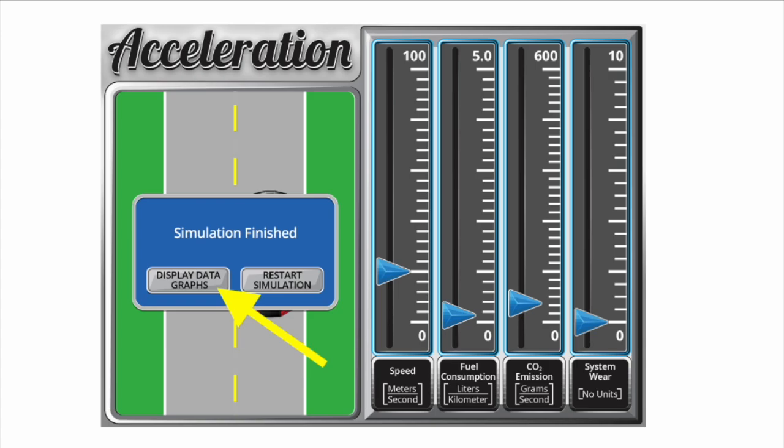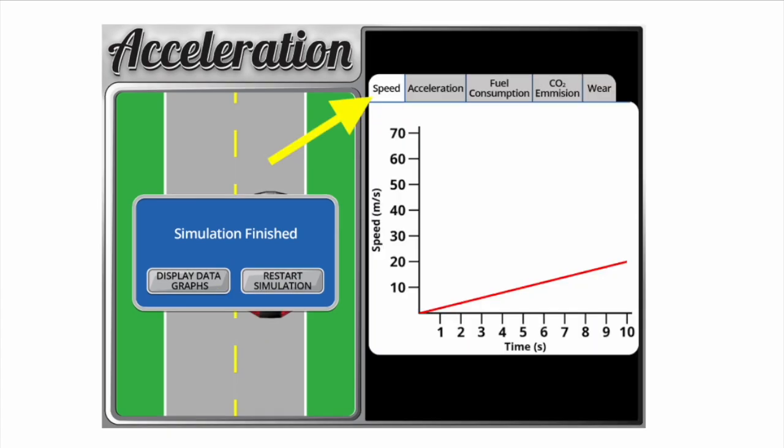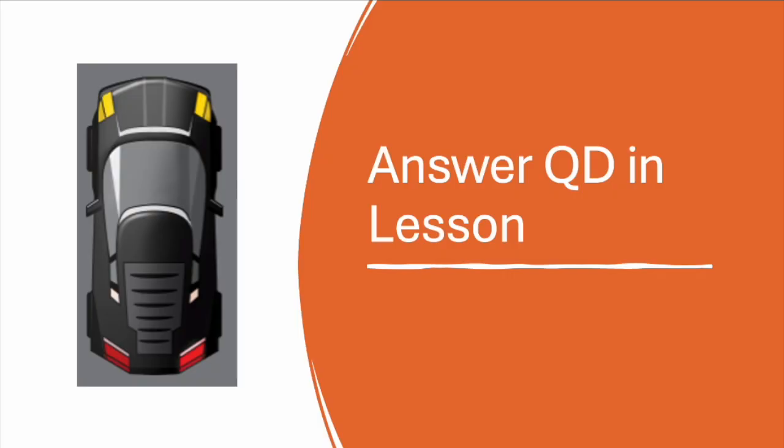When the simulation finishes, select the Display Data Graphs button. Choose the View Speed graph. Answer question QD in the lesson.